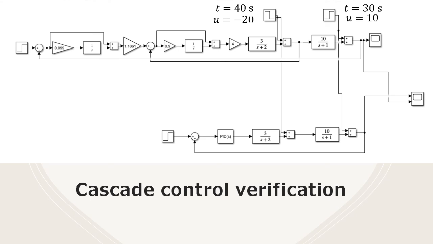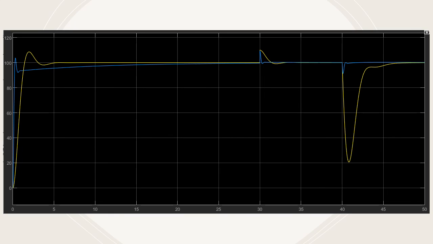This was done by considering the leftmost disturbance to occur at 40 seconds and having a negative value of -20, while the rightmost occurs at 30 seconds with a value of 10. Note that the set point is 100 degrees. Ignoring the fact that the PID controller in blue was not designed to behave like the Cascade controller response in yellow, the Cascade controller has a better response to disturbances as it mitigates its effects.